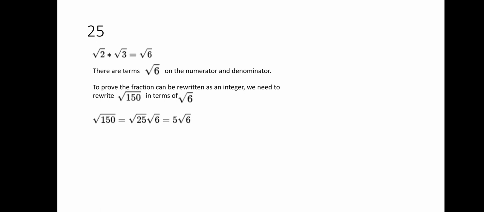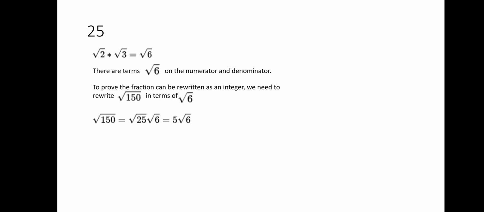So if we rewrite the square root of 150 in terms of square root of 6, then you'd get root 25 root 6, and then the square root of 25 is 5, at least the positive square root is. The positive value of root 25 is 5, so the square root of 150 is equal to 5 root 6.